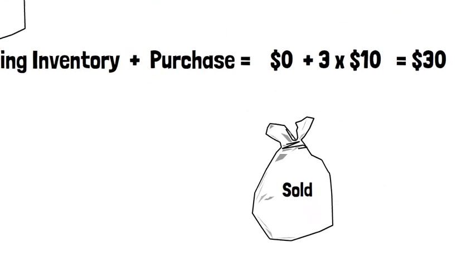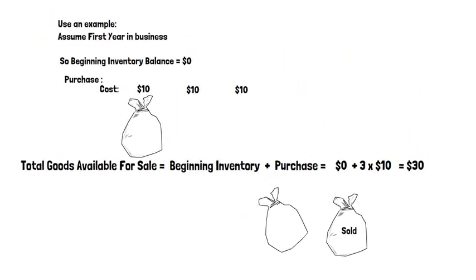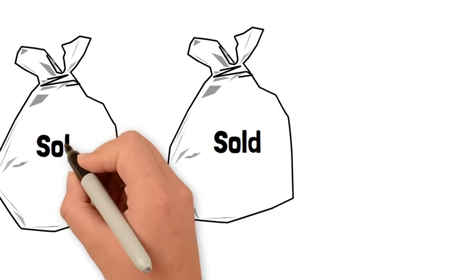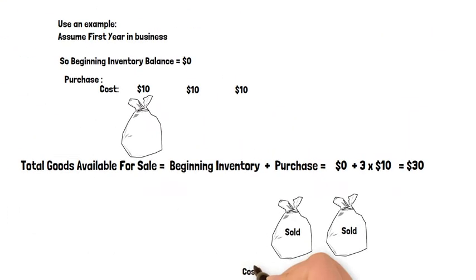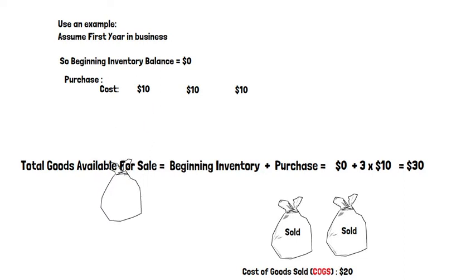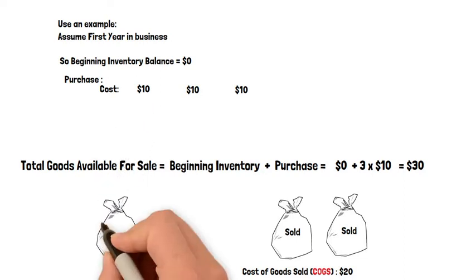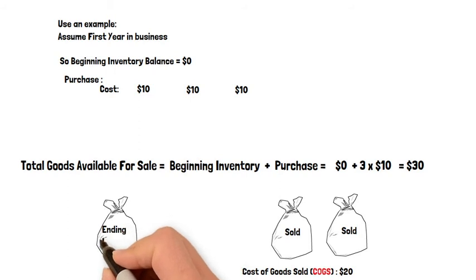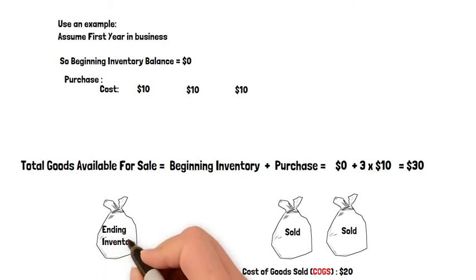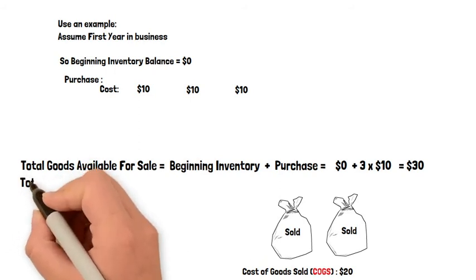Suppose then we sold 2 bags. So the cost of goods sold should be $20. So there's only 1 bag left in the ending inventory. So the ending inventory balance would be $10.